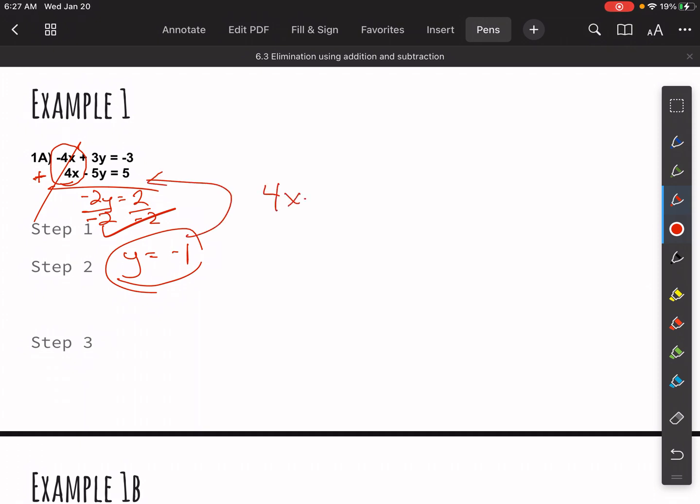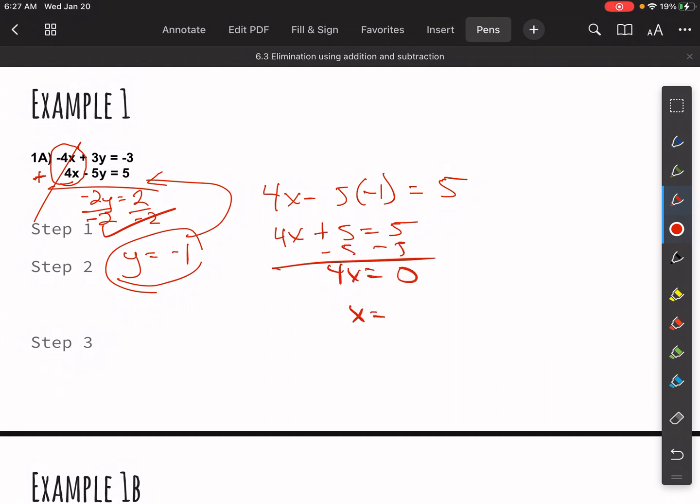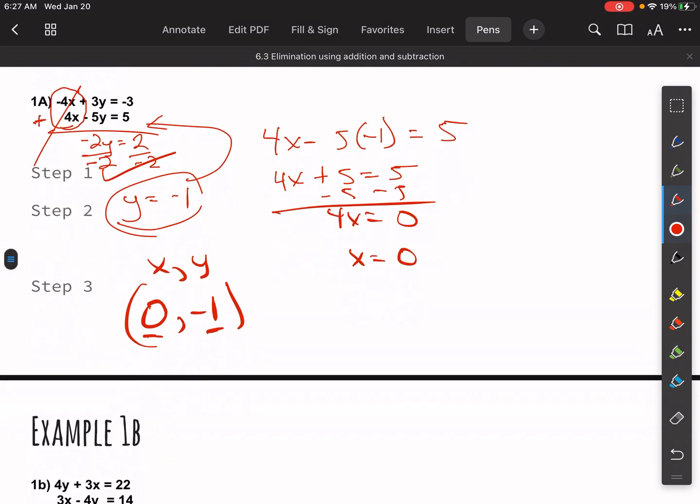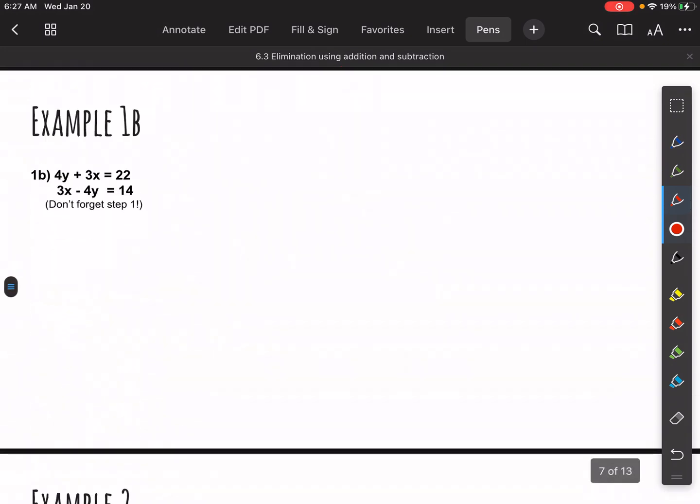So I get 4x minus 5 times negative 1 equals 5. So if we simplify this, we have 4x. If we subtract a negative 5, we're actually adding that 5. Okay, so if we subtract 5 from both sides, we get 4x is equal to 0. Therefore, x has to be equal to 0 divided by 4, which is 0. So for example 1a, our solution is 0, comma, negative 1. Make sure you put this in order of x, comma, y, right? So x, comma, y.